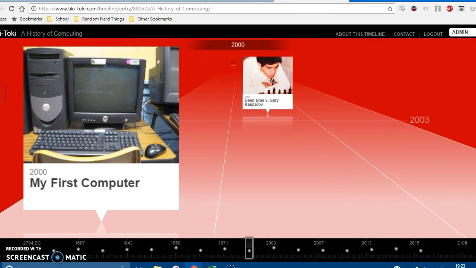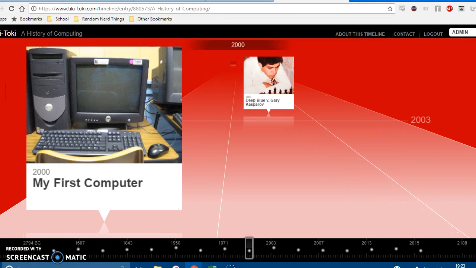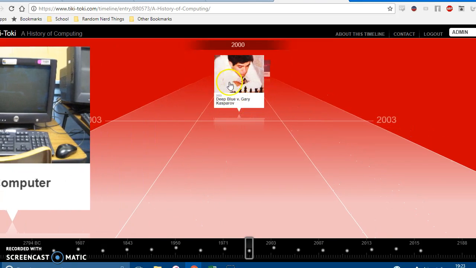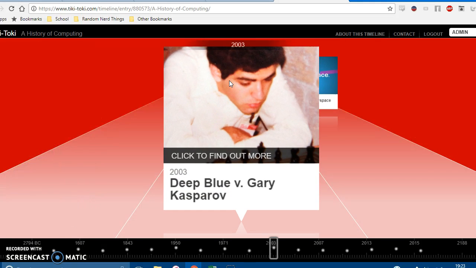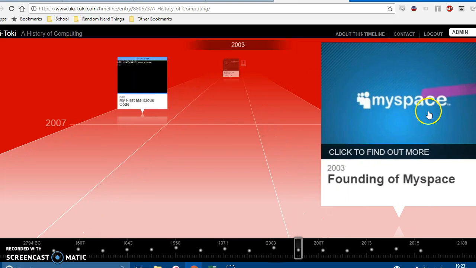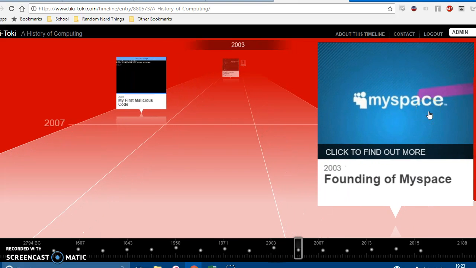My first computer, and we're starting to get onto my stuff here. Really early adopter. I was only 3 when I started messing around on this thing. Deep Blue versus Garry Kasparov. This was a famous chess match between a computer and a human in which the computer won. The founding of MySpace, one of the most famous pre-Facebook social networks.